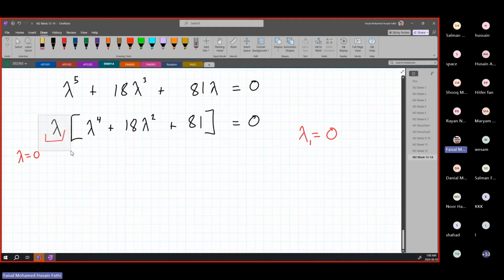Why? Because if it is 0 lambda multiplied by whatever the value inside here is, we are going to get the solution as 0. This is what is meant by this is a root. So we found our first root, which is lambda 1 is equal to 0.